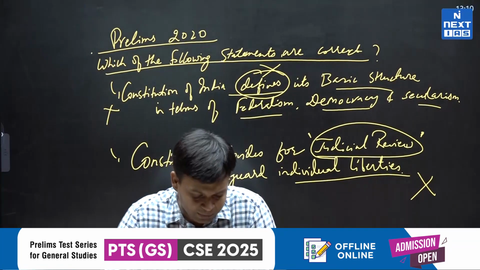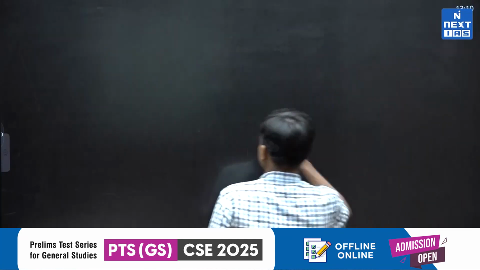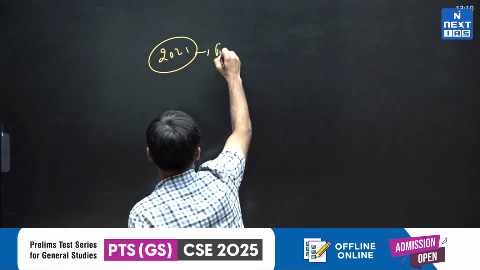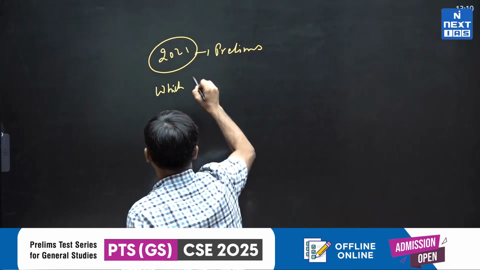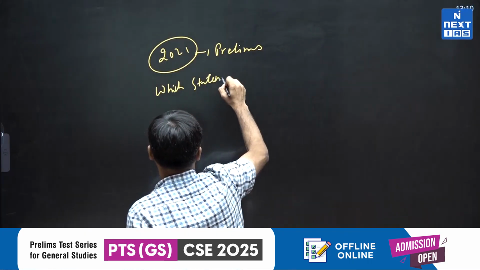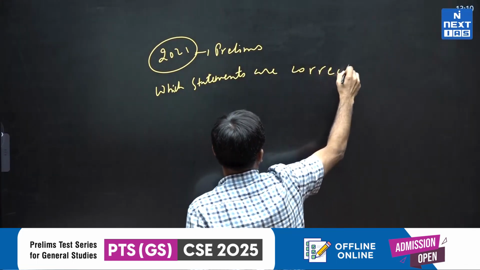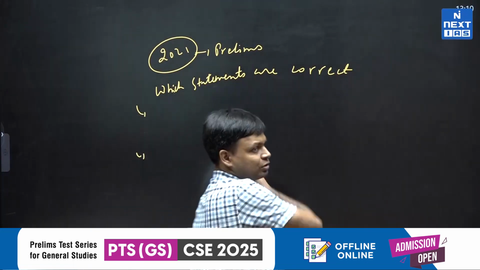Okay? There can be more examples of this. There can be another example also. There was a question in 2021 prelims. Again 2021 prelims, there was a question. Again, which statements are correct? There were two statements. This question was regarding the judiciary.